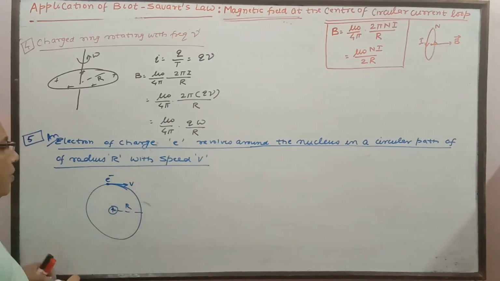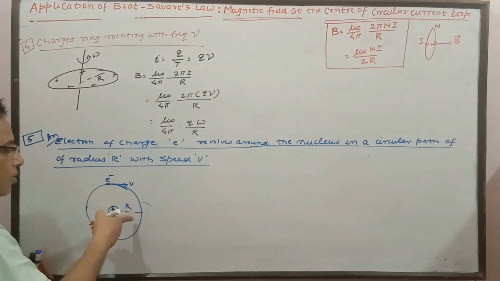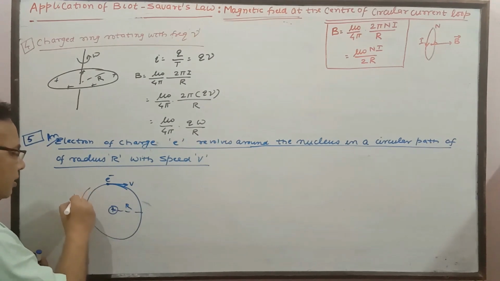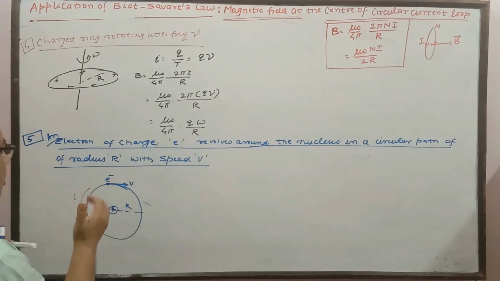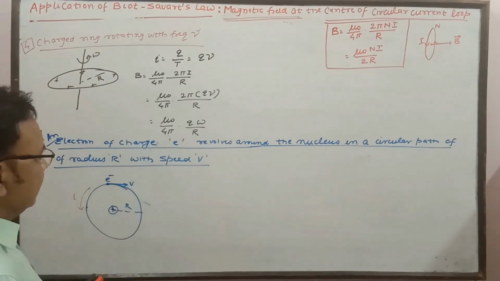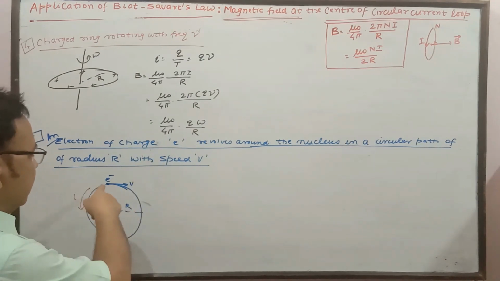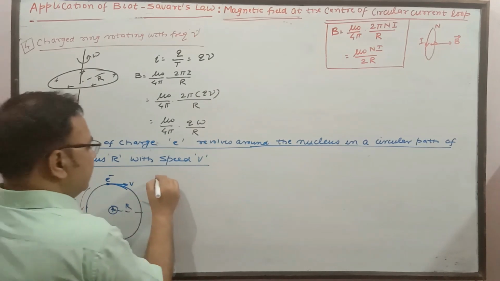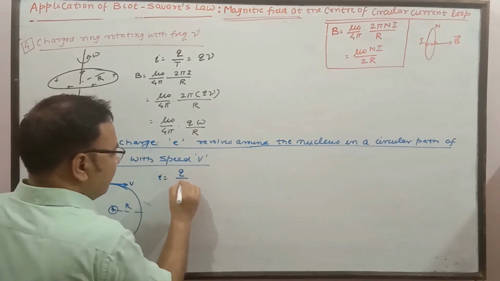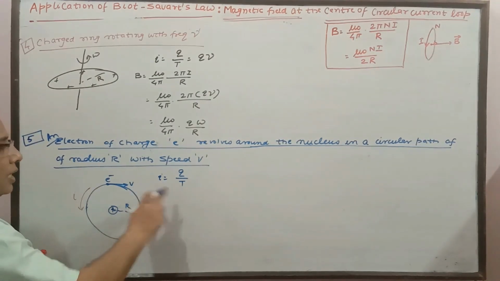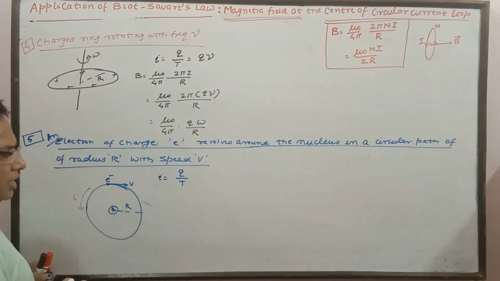We know the conventional direction of current is just opposite to the flow of electrons. So if the electron is rotating clockwise, then the current will be anti-clockwise like this. If you want to find the magnetic field, what we need is the number of turns, only one turn is there. The current due to flow of electron we have to find, and the radius r is given. In that case, the current is equal to charge flow per unit time, so charge by time. What is time? Time is distance by speed, we can say.